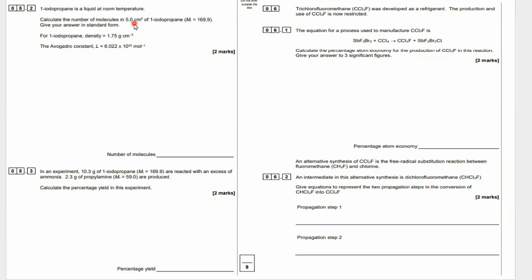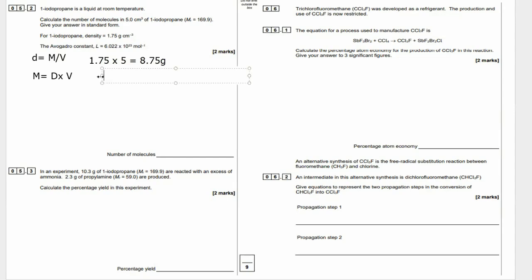Calculate the number of molecules in 5 centimeters cubed of iodopropane. So first up, we want to look at maybe density equals mass divided by volume, because they've given us a volume and density. So in order to find the mass that we have, we want to rearrange to go mass is equal to D times V. So the density is 1.75, and we want to times that by the volume of 5, and that is going to give us 8.75 grams.